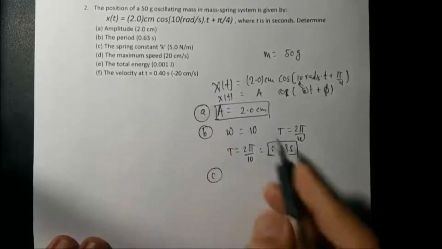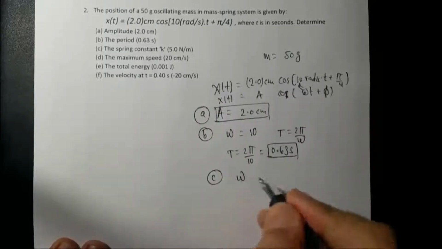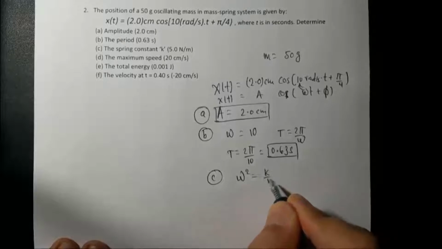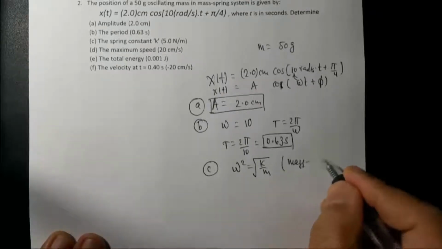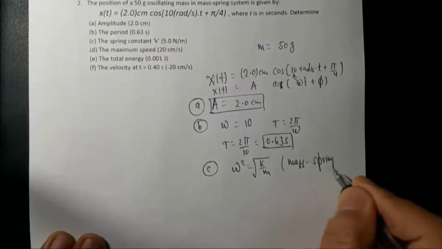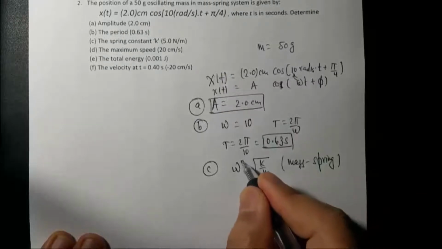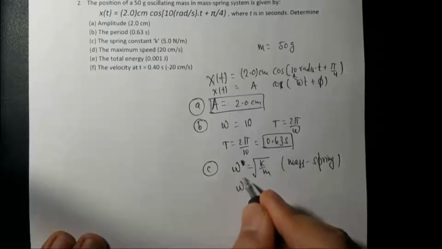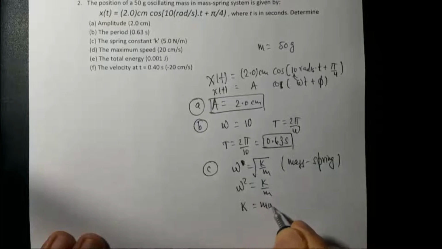What's the spring constant? So this is a mass and spring oscillator. Again, if you remember, omega square is k over m, one of the formulas for a mass and spring oscillator. Omega is the square root of k over m, so omega square is k over m. So the spring constant k is m omega square.